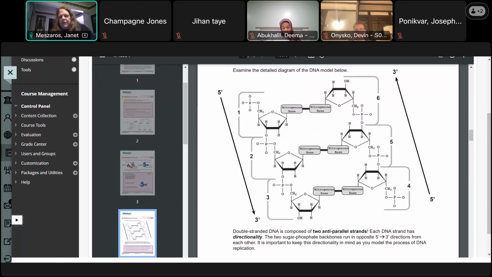Double-stranded DNA is composed of 2 anti-parallel strands. Each DNA strand has directionality. The 2 sugar phosphate backbones run in opposite 5' to 3' directions from each other. It is important to keep this directionality in mind as you model the process of DNA replication. Okay, so let's keep going.